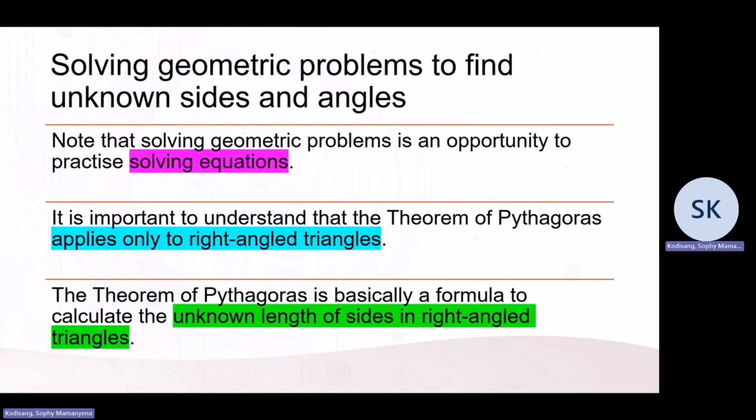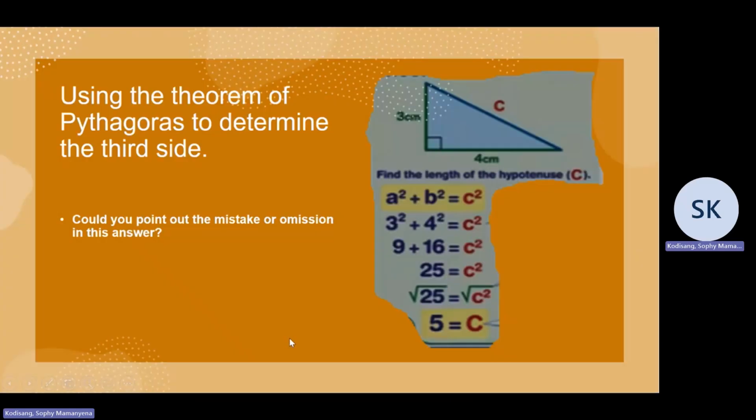The theorem of Pythagoras is basically a formula to calculate the unknown length of sides in a right-angled triangle. So this is very, very important, learners. Now let's see how best we can apply the theorem of Pythagoras. Using the theorem of Pythagoras to determine the third side.